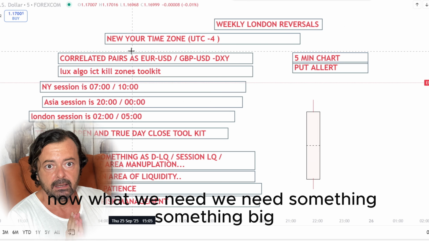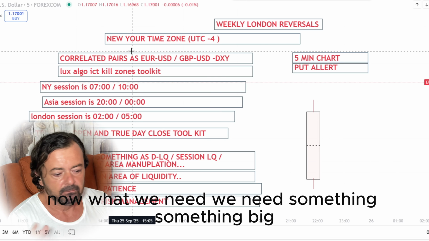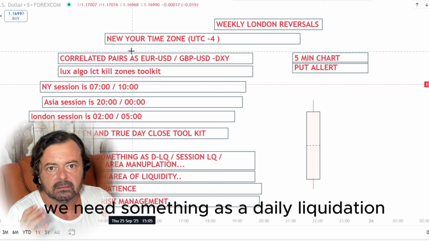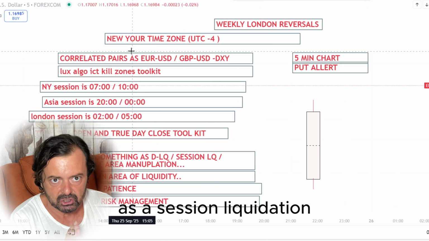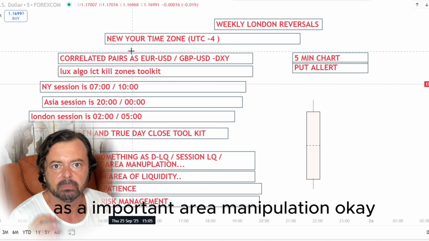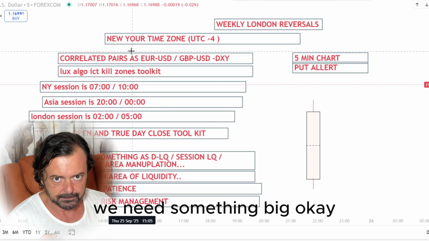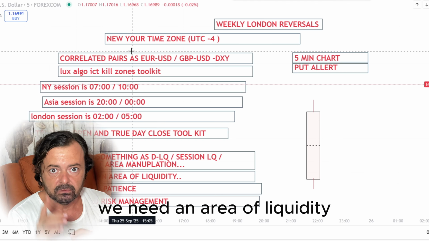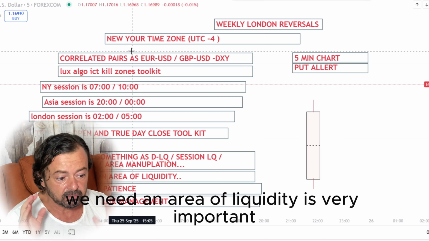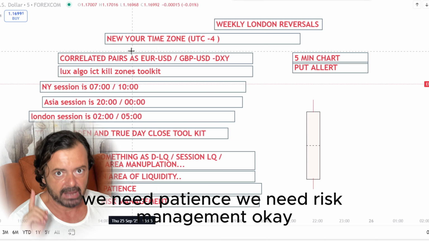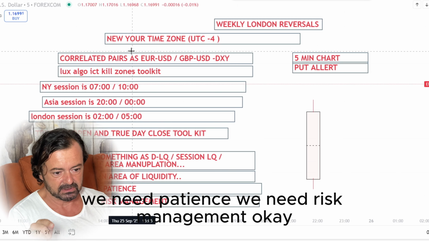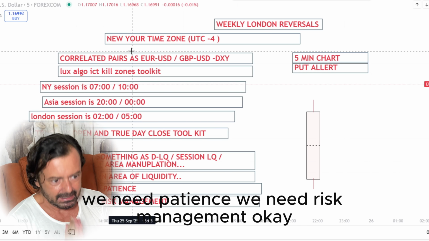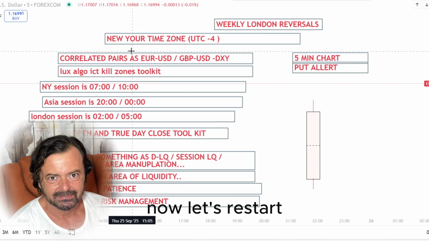Now what do we need? We need something big, such as a daily liquidity, a session liquidity, an important area of manipulation. We need an area of liquidity. It's very important. We need patience. We need risk management. Now let's start.